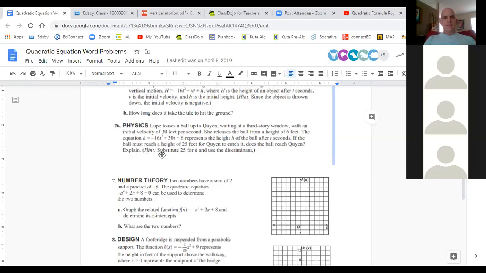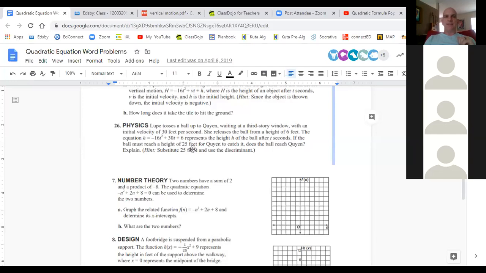So this hint of substitute 25 for H is certainly true. I don't know why they're hinting to use the discriminant, okay? What you need to be able to do is, if you're going to put in 25, replace this with 25, move it to the other side so it's equal to 0. Then figure out where your vertex is. Okay, your vertex is always the maximum height.